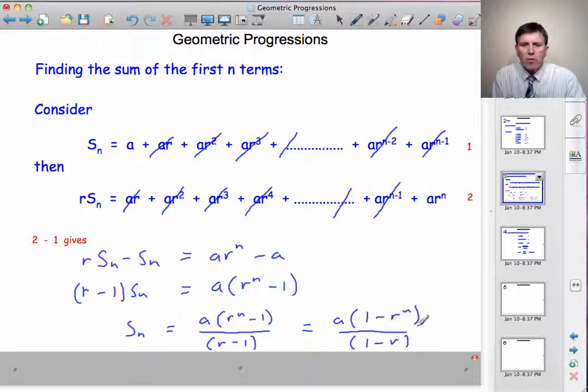And that doesn't change the overall value, we've just multiplied the top and bottom by minus 1. Why would we do that? Well, typically if the ratio is greater than 1, we tend to use this formula, which keeps everything positive. And if the ratio is less than 1, we tend to use this formula, which again keeps the denominator positive.